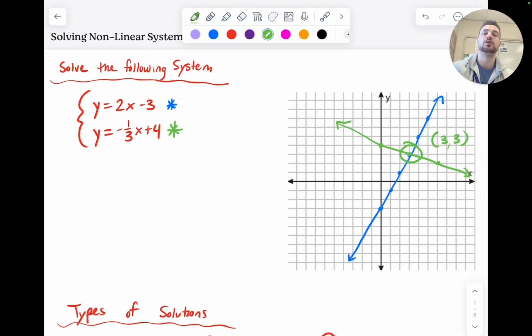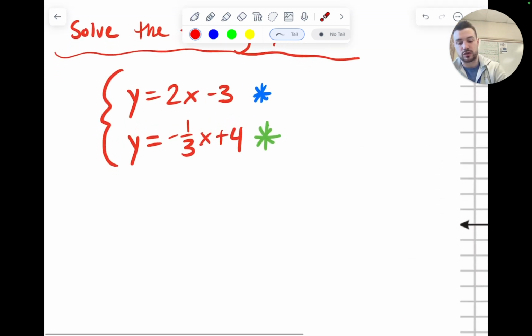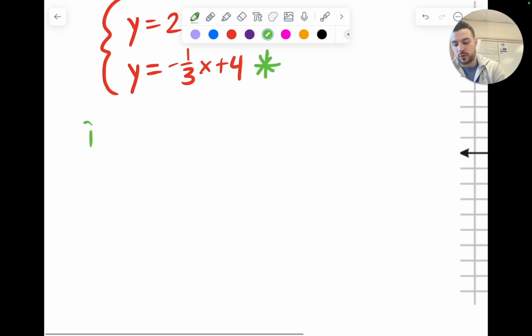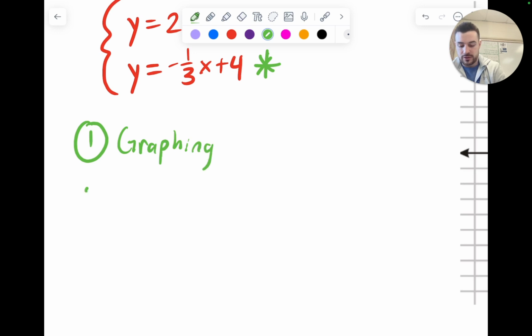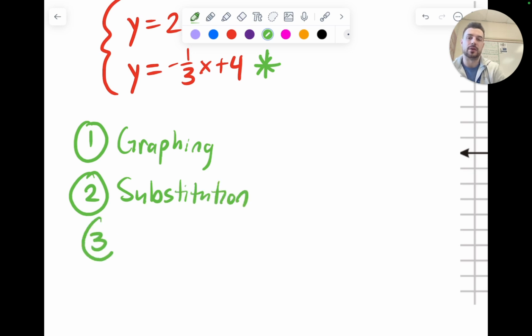A solution to a system of equations is essentially the solutions, or points, that each piece of the system shares. So we are simply looking for the point of intersection of the functions in the system. We've got a couple of different methods we could use for solving. We had the one we just did, which was graphing, but then we also have substitution and elimination.